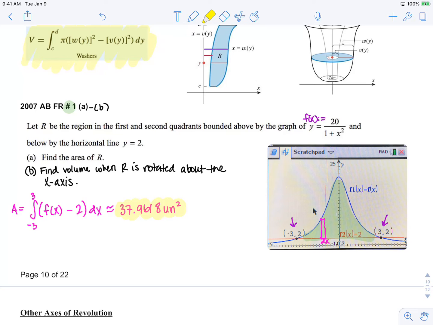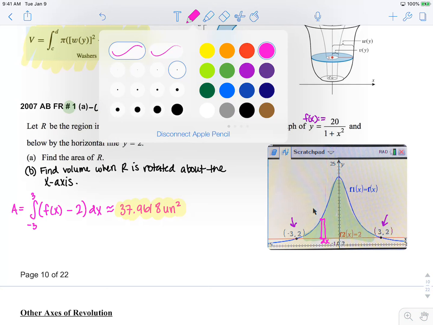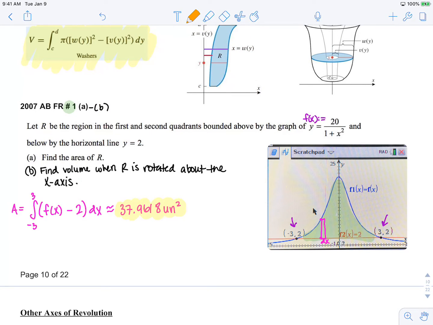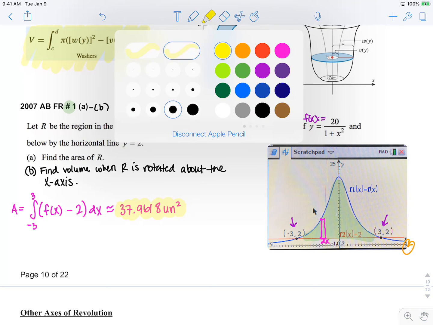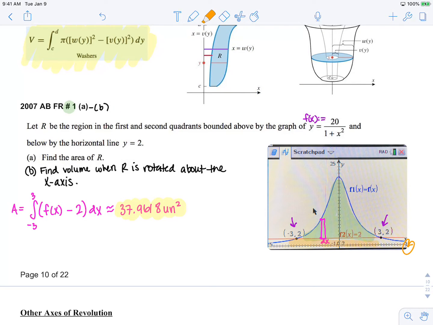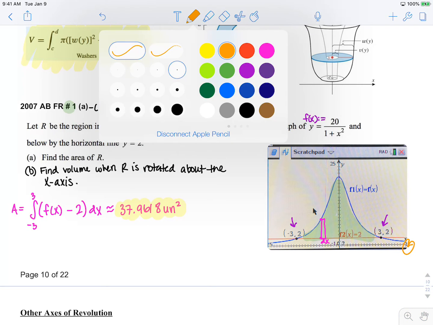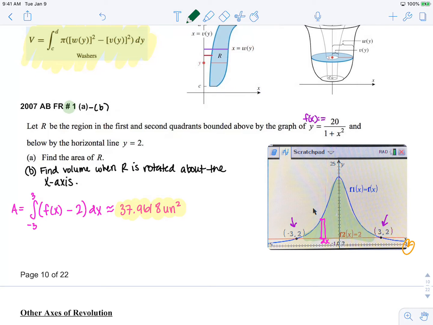So now, part B. Find the volume when R is rotated about the x-axis. So we are rotating around this x-axis, and we can see that there is a gap here between our area and that axis of rotation, which means that we will need a washer to find this volume.